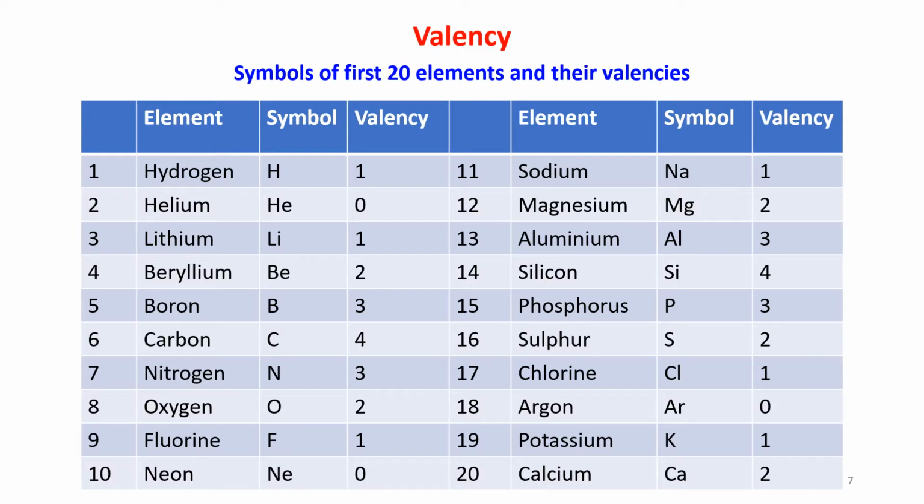So here in this table, the valency of the first 20 elements is given. Hydrogen is atomic number 1, whose symbol is H and the valency is 1. Helium valency is 0. This is a noble gas configuration. Noble gas, whose valency is 0. Stable configuration. Okay. Lithium valency is 1. Beryllium 2. Similarly, fluorine is again 1.